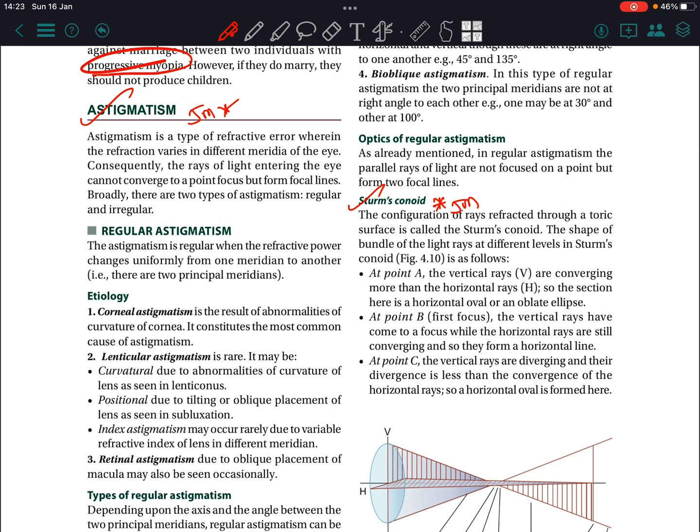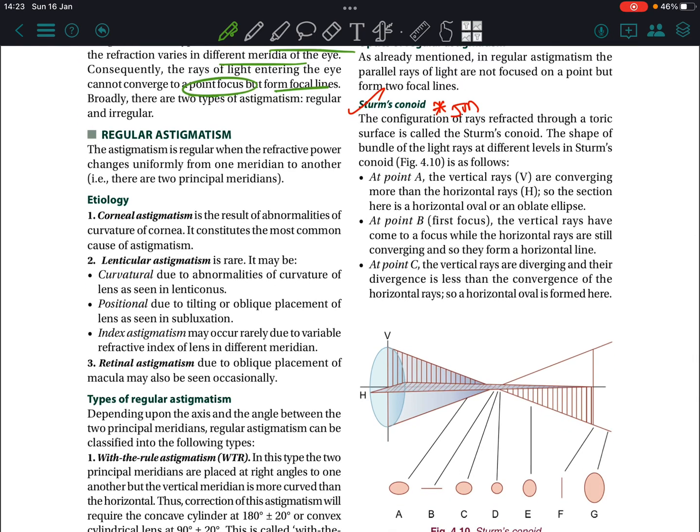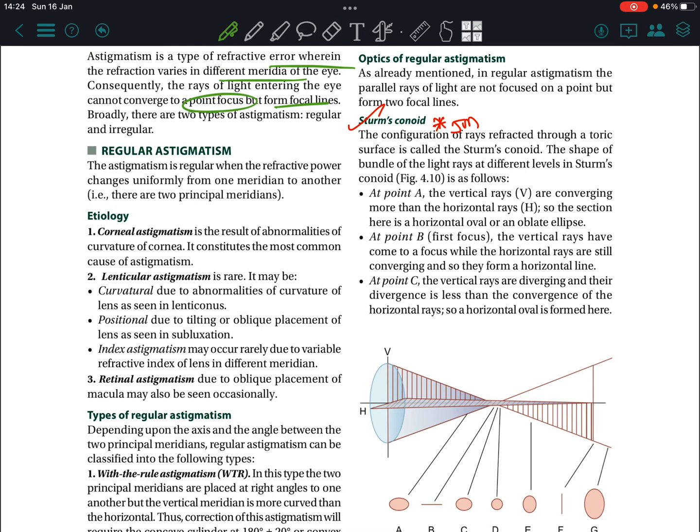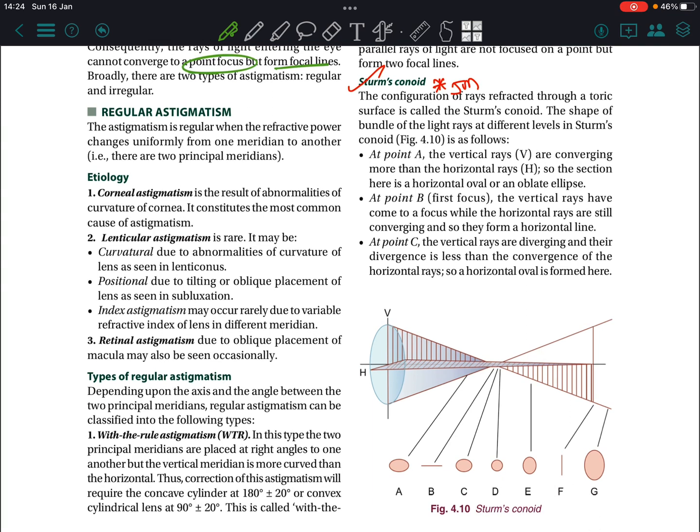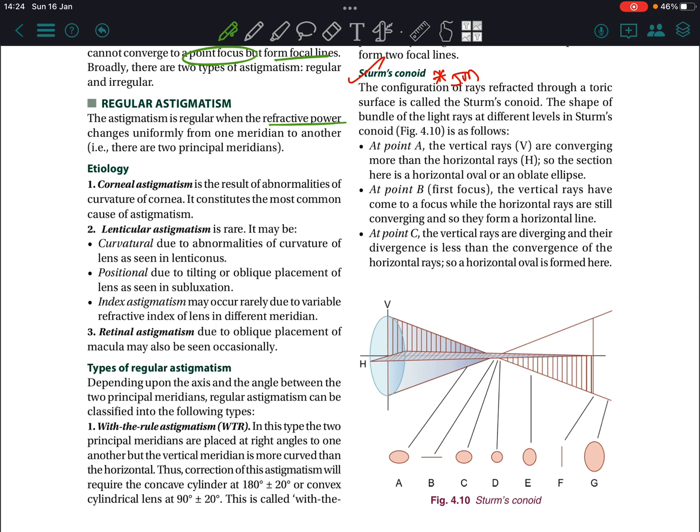It is a type of refractive error wherein the refraction varies in different meridians of the eye. Consequently, rays of light entering the eye cannot converge to a point focus but form focal lines. Regular astigmatism: regular when refractive power changes uniformly from one meridian to another.